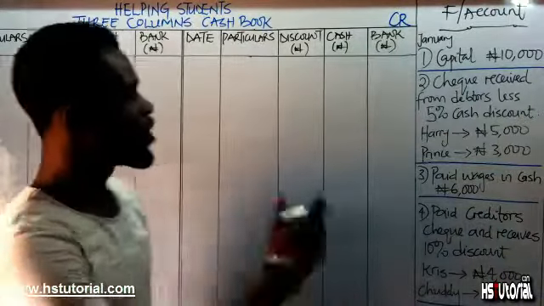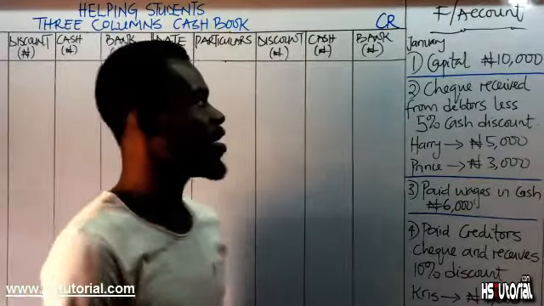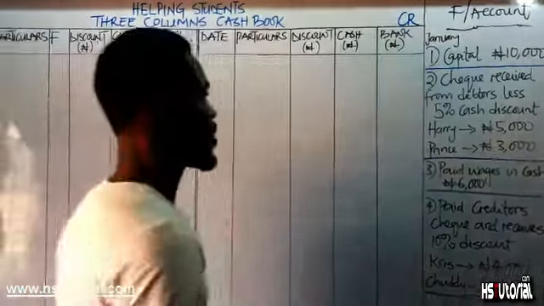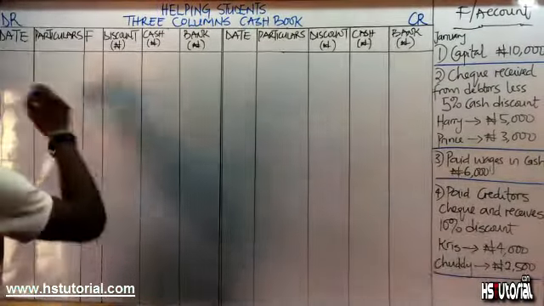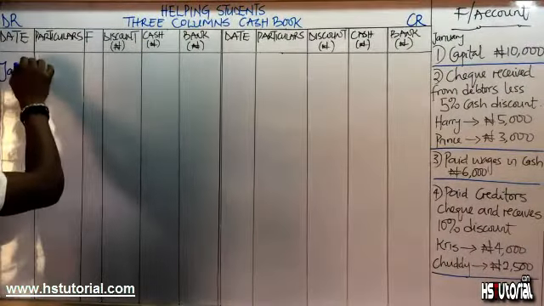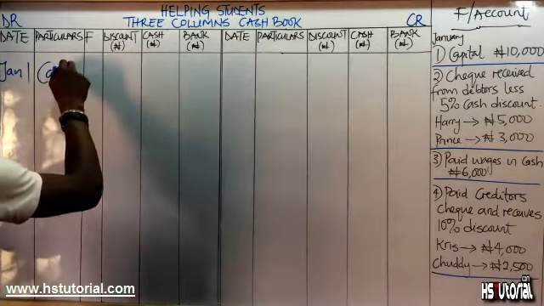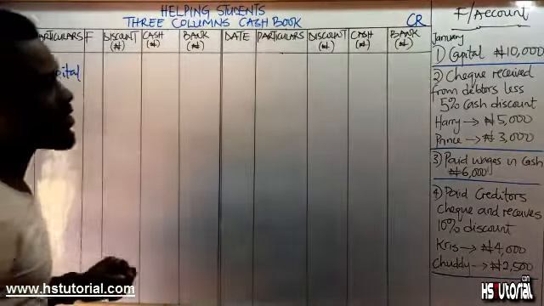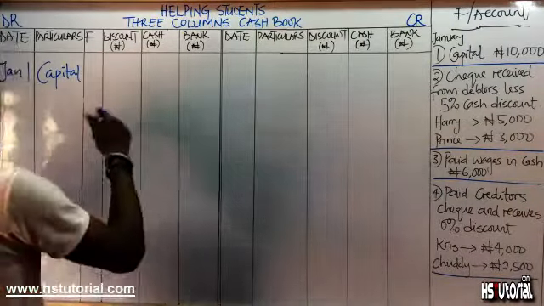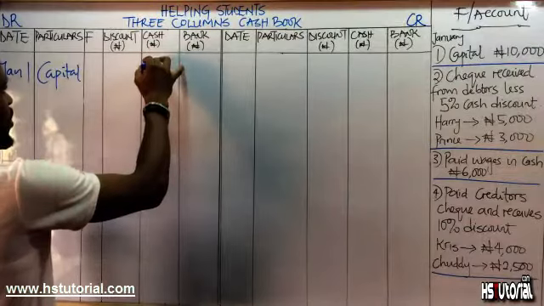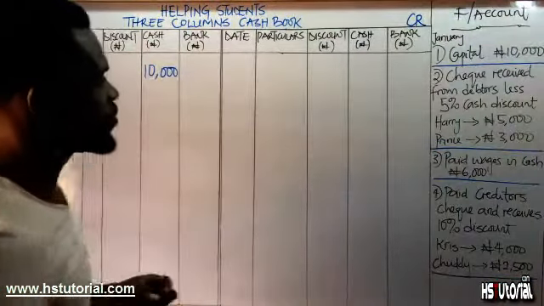So let's go. The question says we have a capital of 10,000 naira. So you come under your debit side, you record January 1st. From there, we have capital, and the capital is 10,000 naira. That should be cash. Let's record it under the cash section. We have 10,000 naira.